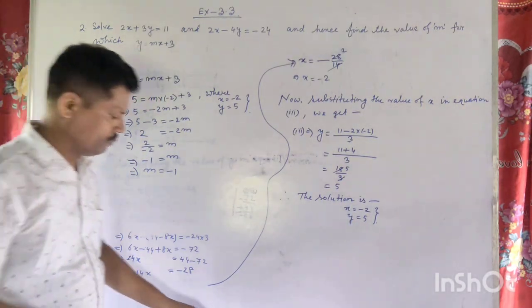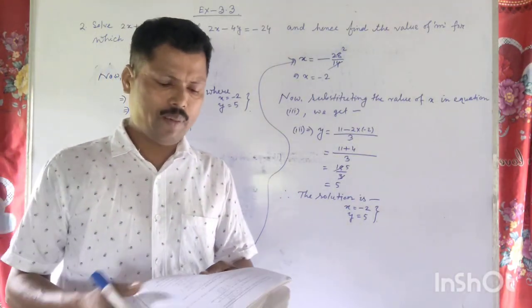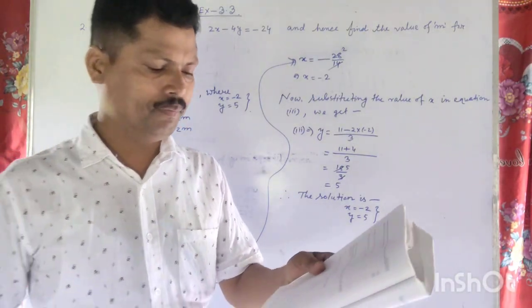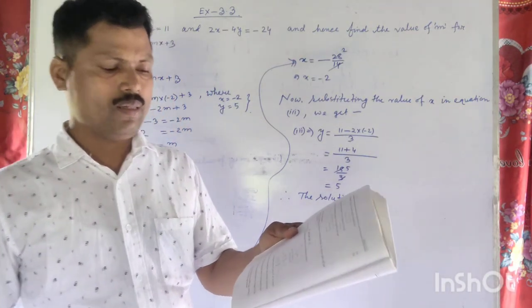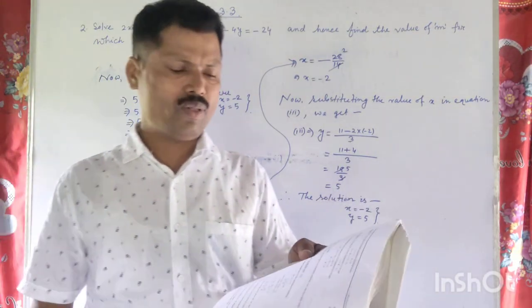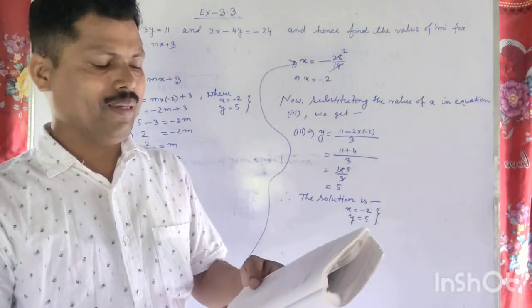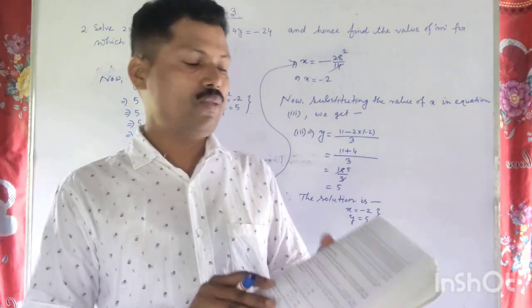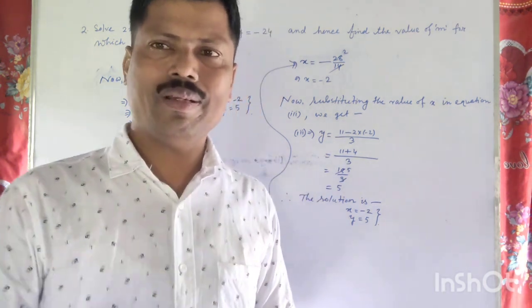Let's start question number 3. From the pair of linear equations for the following problems and find their solutions by substitution method. So here also having in question number 3, 6 sums is there. So we are going to solve now. We get ready.